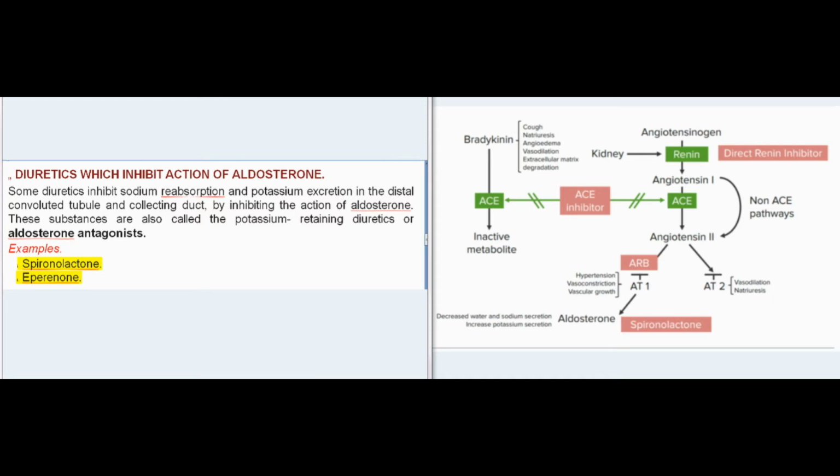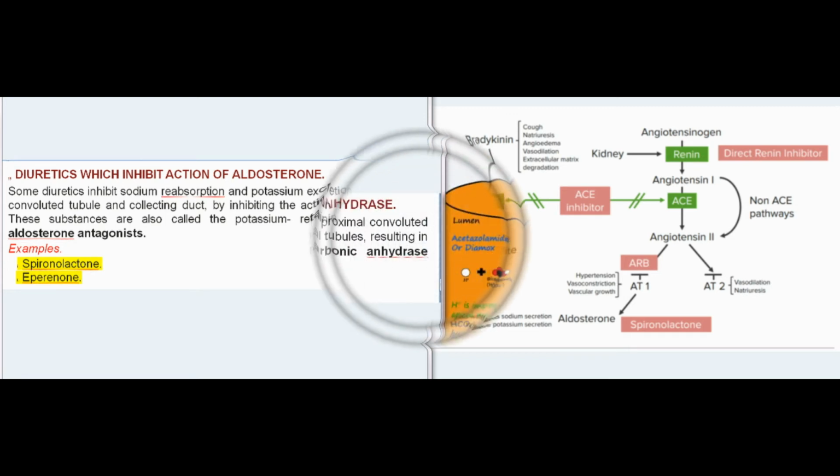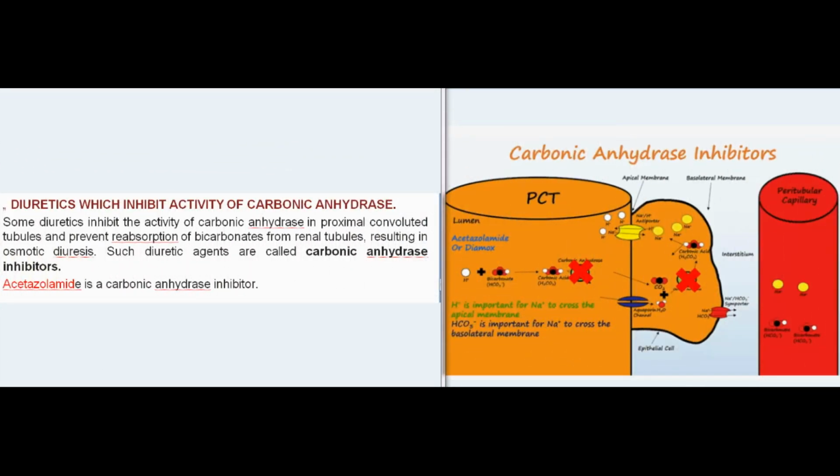Some diuretics inhibit sodium reabsorption and potassium excretion in the distal convoluted tubule and collecting duct by inhibiting the action of aldosterone. These substances are also called the potassium-retaining diuretics or aldosterone antagonists. Examples: spironolactone, eplerenone. Diuretics which inhibit activity of carbonic anhydrase.